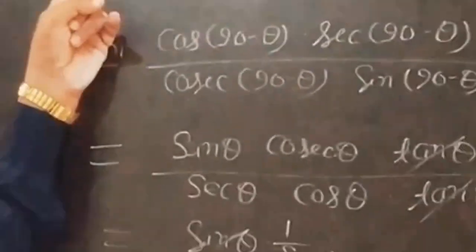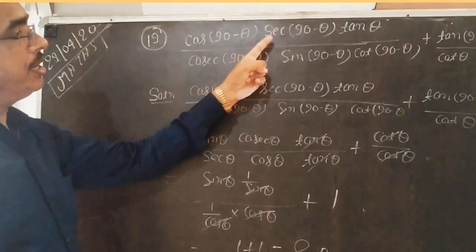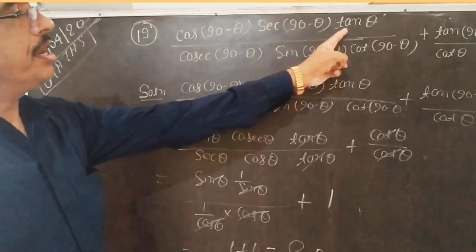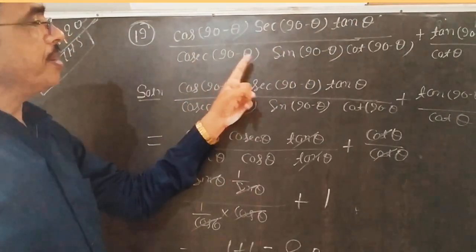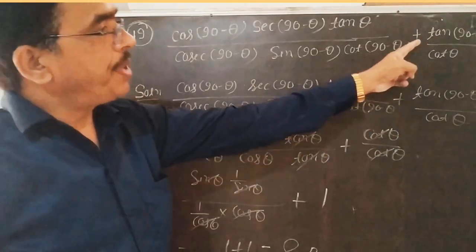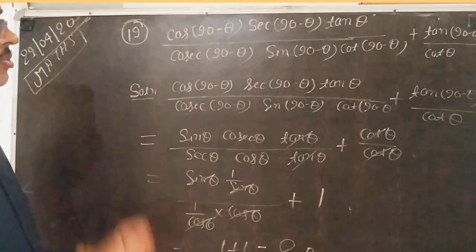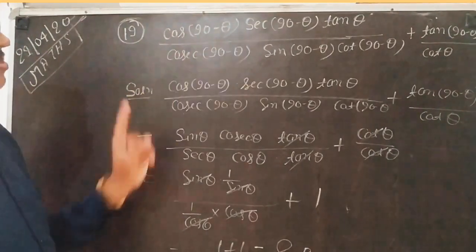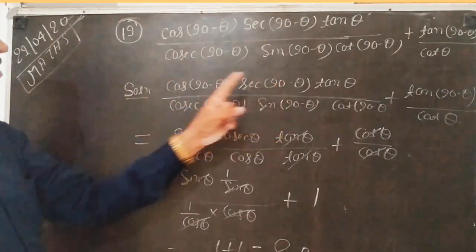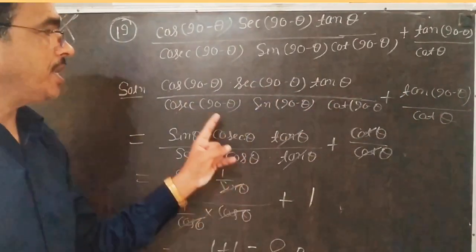Now question 19, exercise 12, that is cos 90 minus theta into sec 90 minus theta into tan theta, cosec 90 minus theta into sin 90 minus theta into cot 90 minus theta, plus tan 90 minus theta by cot theta. What is the value of this? All are given as complementary. So first you write the question, that is cos 90 minus theta, sec 90 minus theta, tan 90 minus theta, etc.